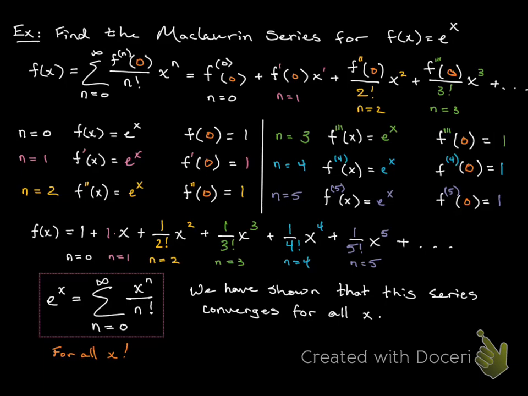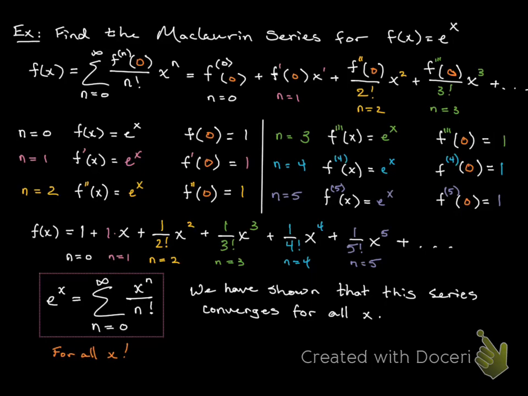So far, we've only dealt with a center at 0. In the next video, I'll do an example where I change the center. Things change. I'll let c be something different. I'll basically just now find a Taylor series instead of the specific Maclaurin series.